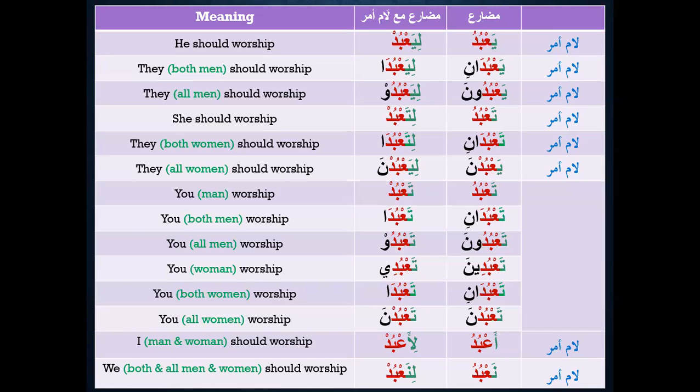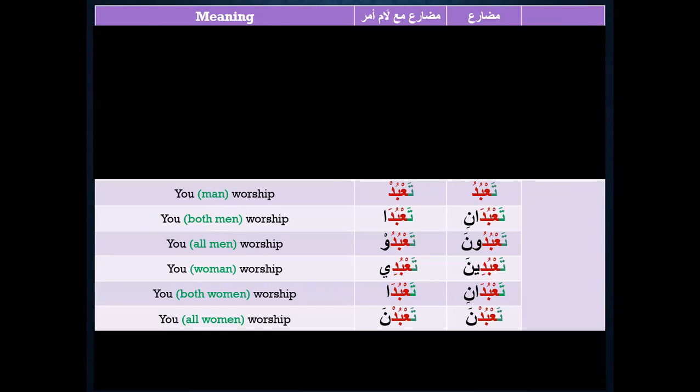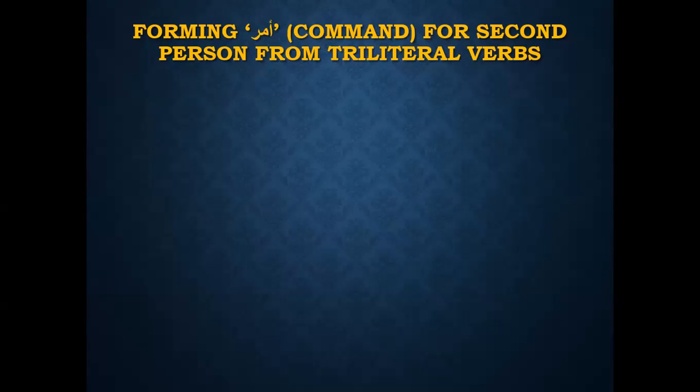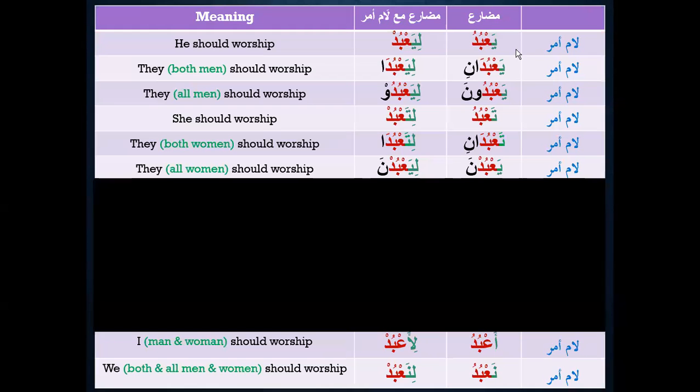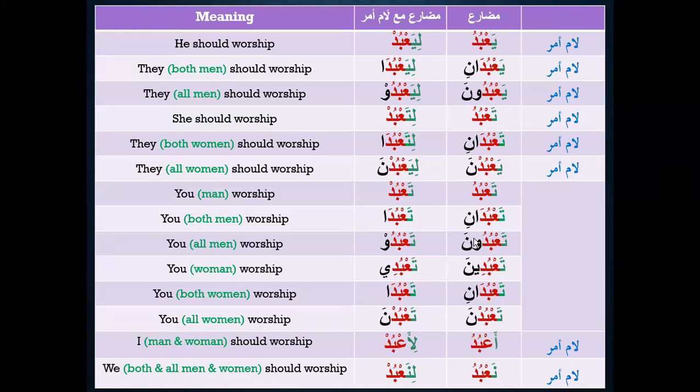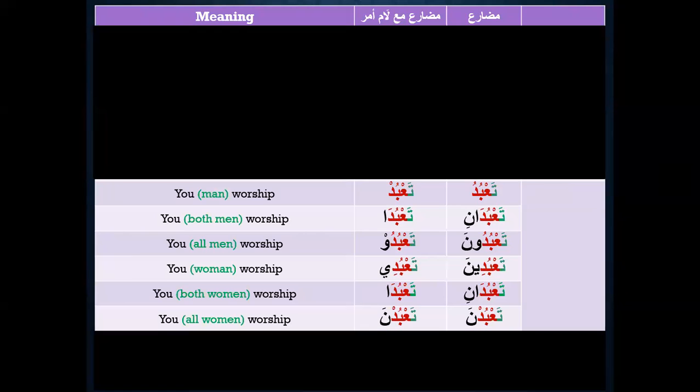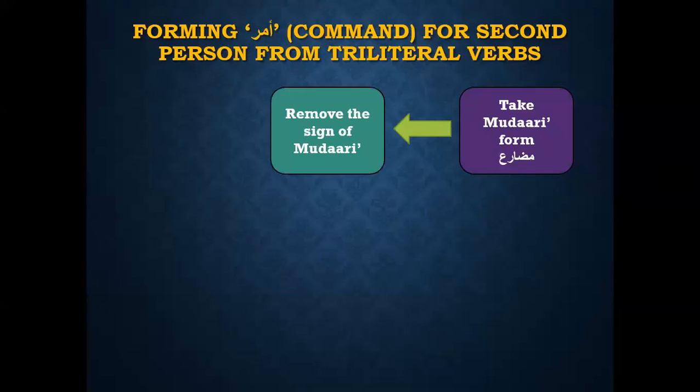Okay, so what happens to this then? Do you do something about this? Yes, you do. Now let's talk about them. Second person. You have got a few steps to follow. Number one, you take the mudari form. Then you remove the sign of mudari, which is atta ya na, whichever way you remember it. At the beginning, you remember alamati mudari? What are the alamati mudari? Look at that. These ya, ta, ya, na. These are alamati mudari, the signs of mudari. So you remove them.